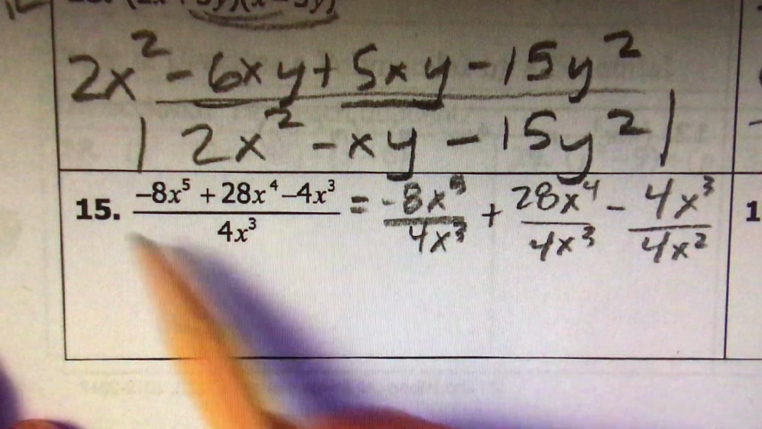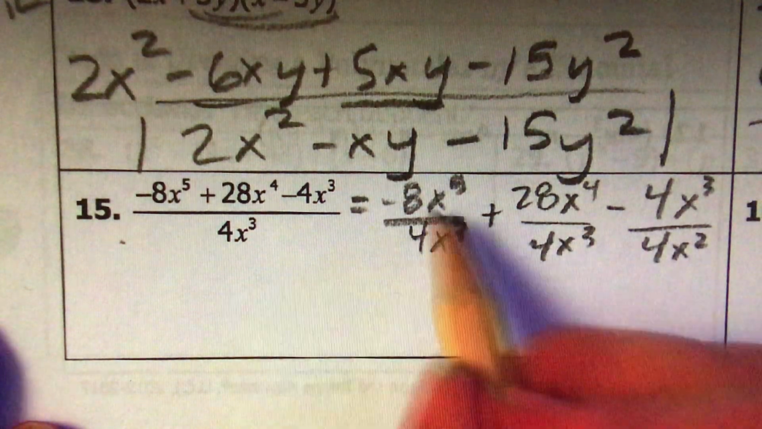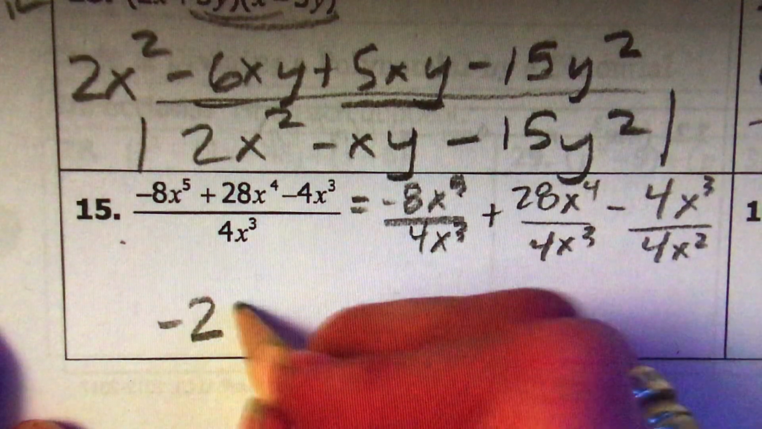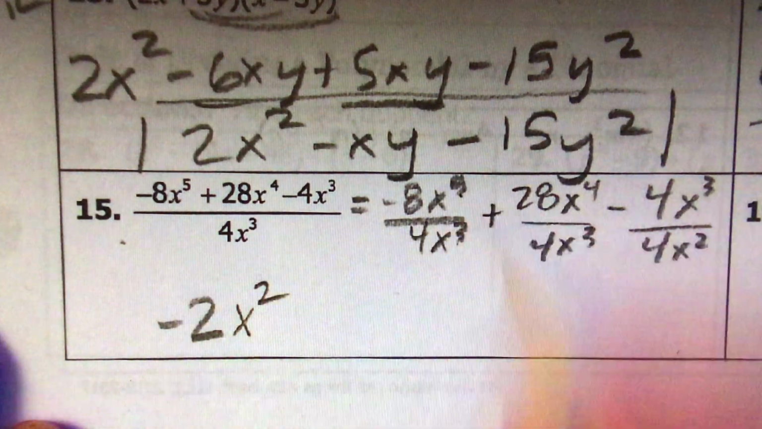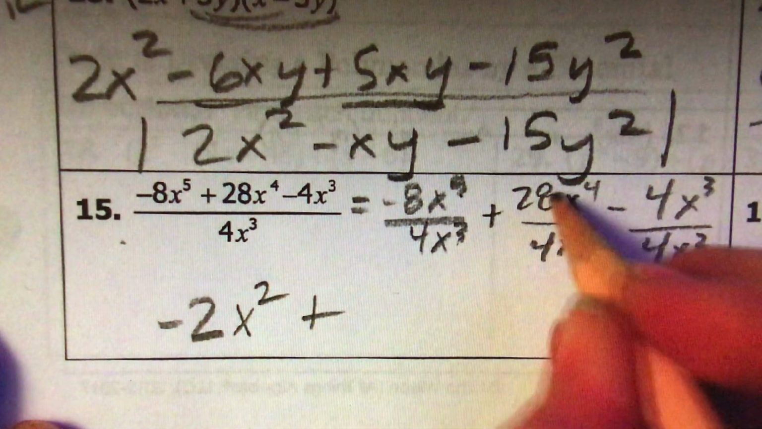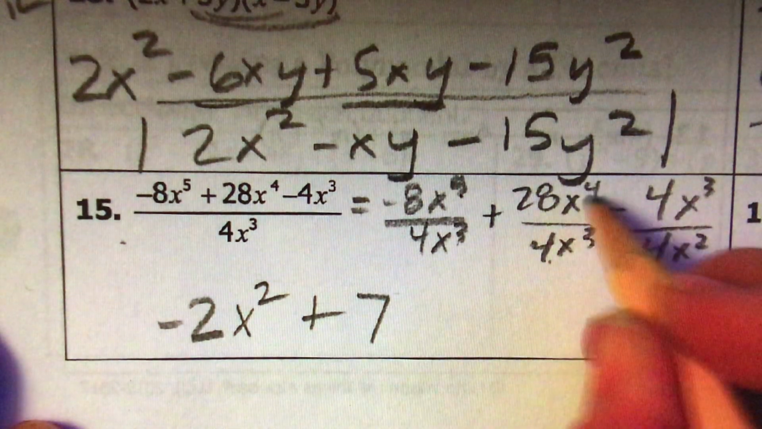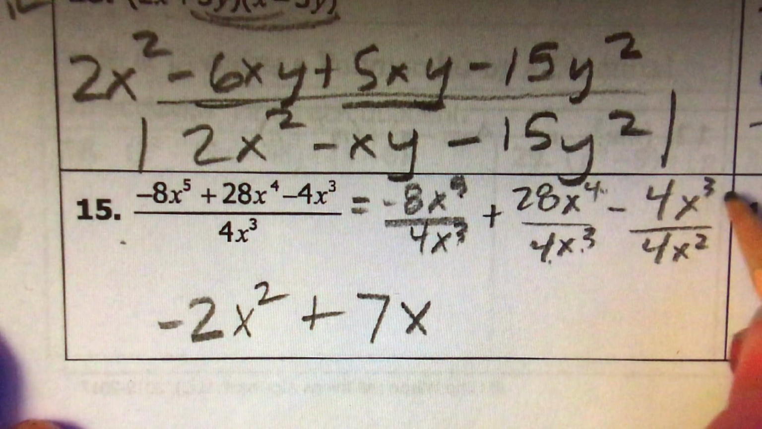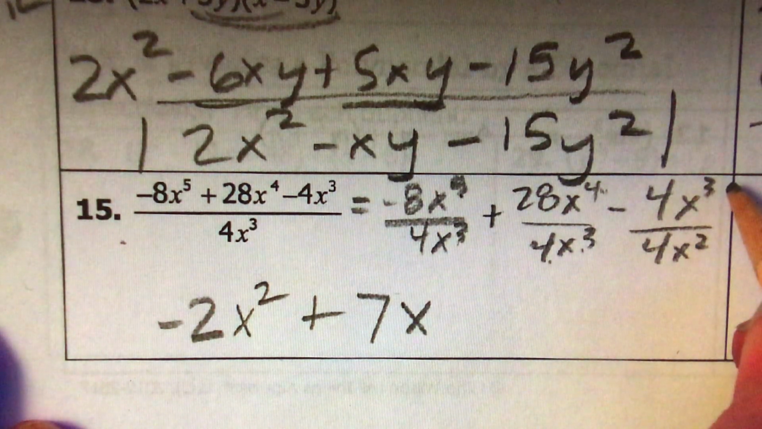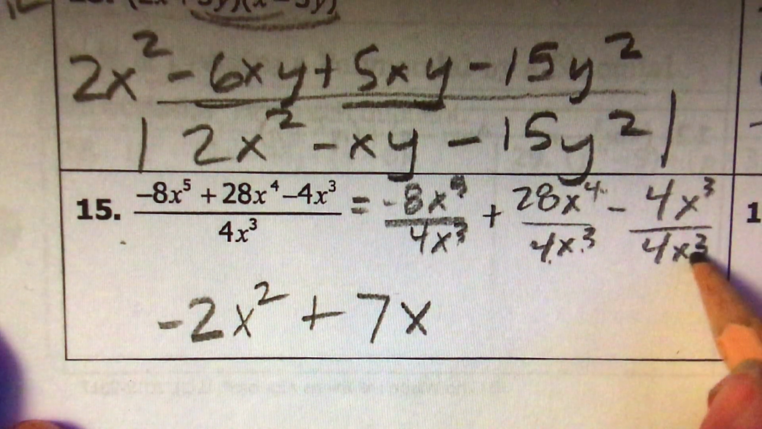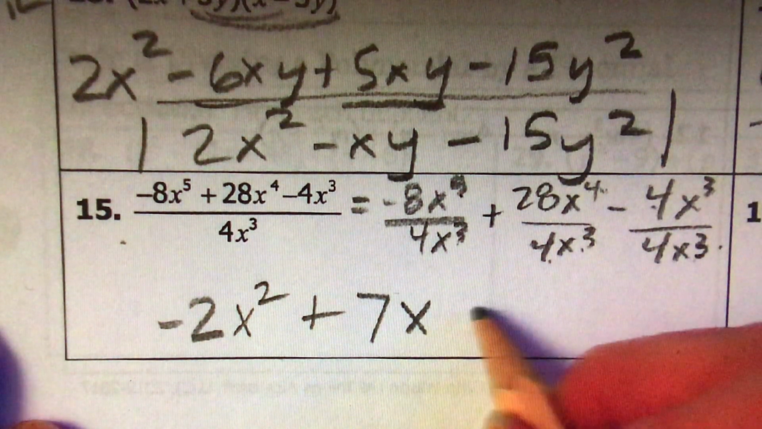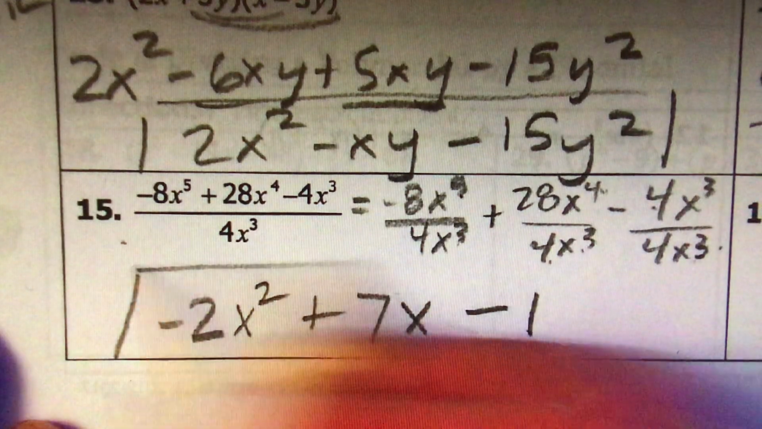So on the left side, I'm going to have negative 8 divided by 4, so we have negative 2, and then I've got x squared left over, plus 28 divided by 4 is 7x to the 4th over x to the 3rd is just 1x, and then this becomes, ooh, that's a 3, sorry. This is 4x to the 3rd over 4x to the 3rd, that becomes 1. So hold on to that always.